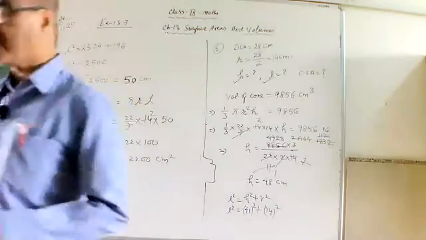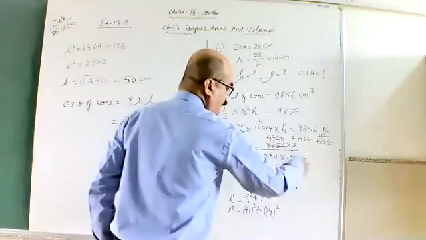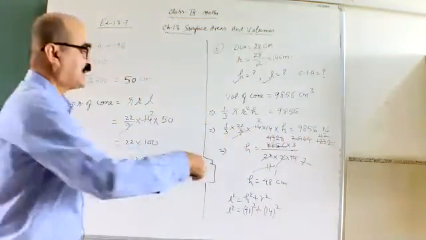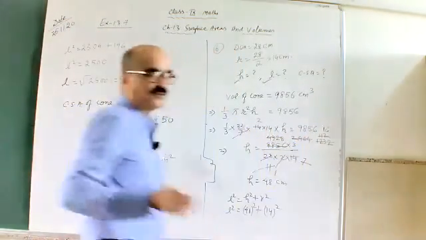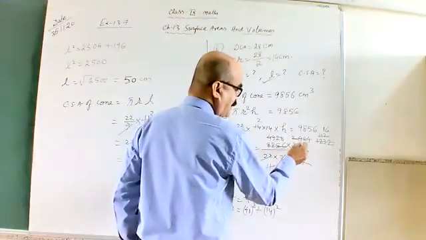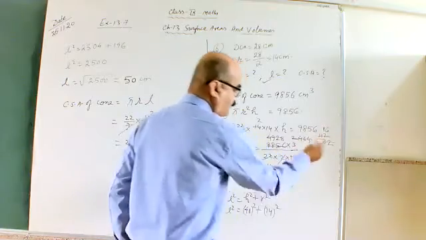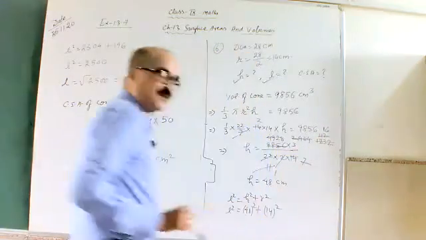Is it clear now? Yes, sir. So whenever you are cancelling the numbers, you should be very careful. Otherwise, the mistake I have done here, I have left 3. That is why your answer will be changed. So 16 into 3 is 48 centimeters.